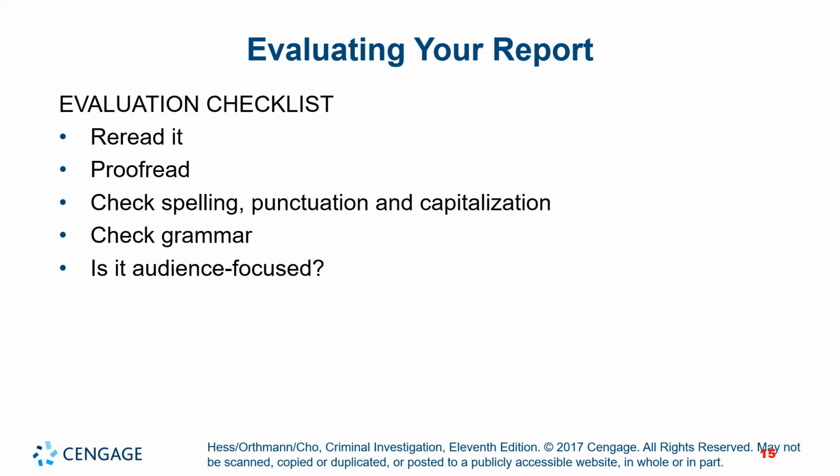You should always proofread your report before you submit it. Ask a colleague to proofread it because it's difficult to proofread your own writing. And then evaluate the report. There's usually a checklist, and in your book there's table 3.4 in your core textbook. So that checklist should include rereading it, proofreading it, checking spelling, punctuation and capitalization, and checking grammar. And remember, is it audience focused?